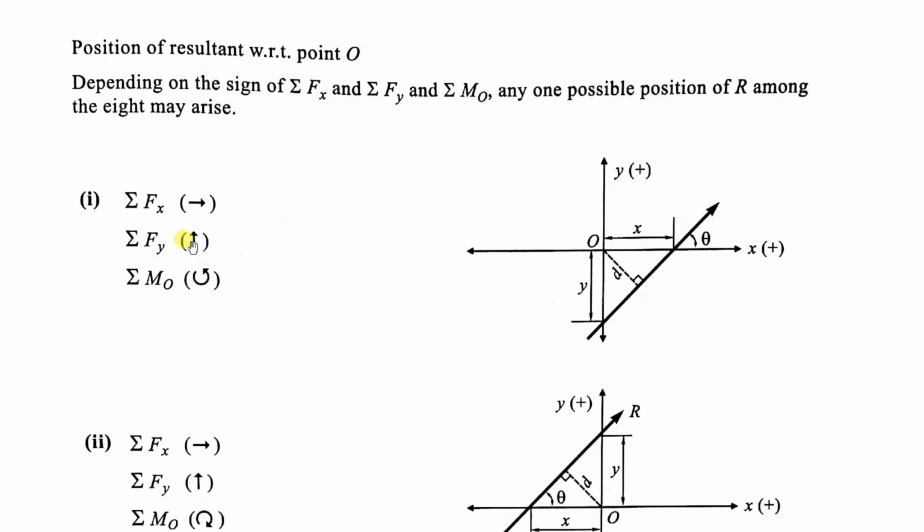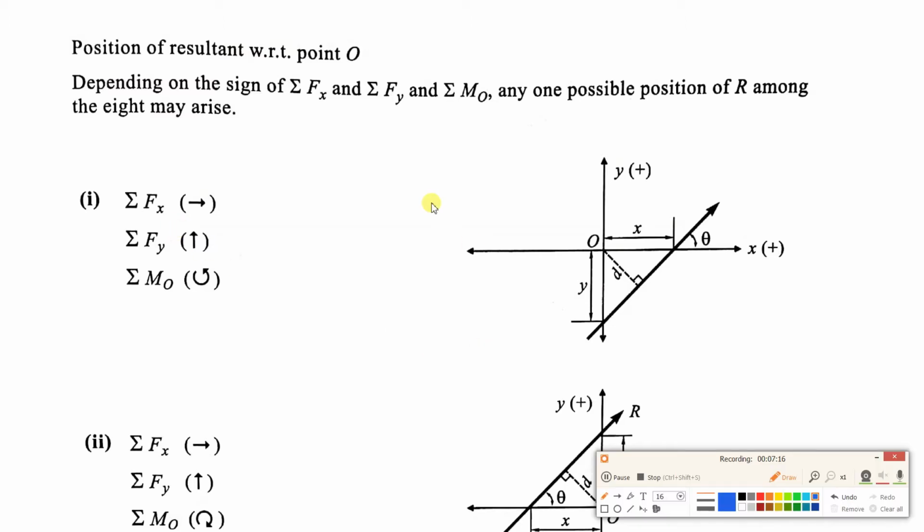So if you consider the first example, just understand this: summation Fx is in which direction? Right hand side. Okay. So what you have to do, from point O, first you have to draw the axis, then draw point O, then from origin draw summation Fx. It is towards the right. It is summation Fx. It is in this direction.